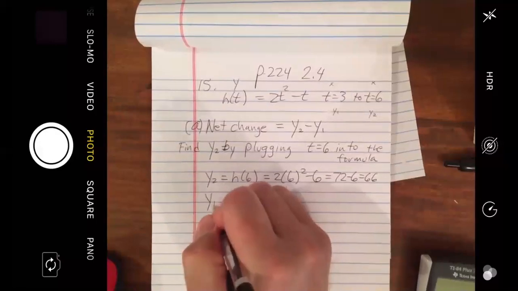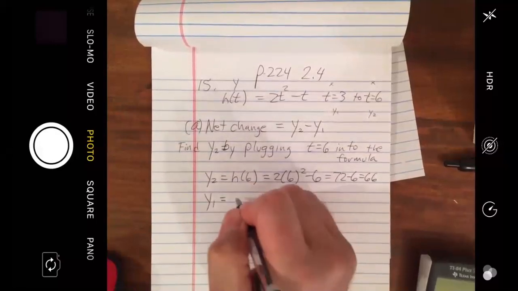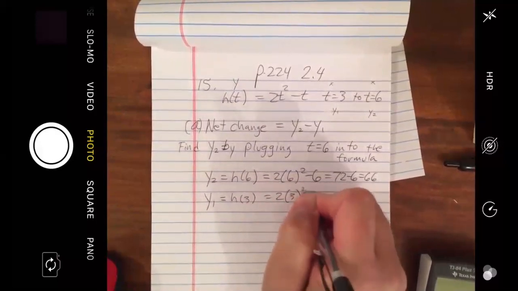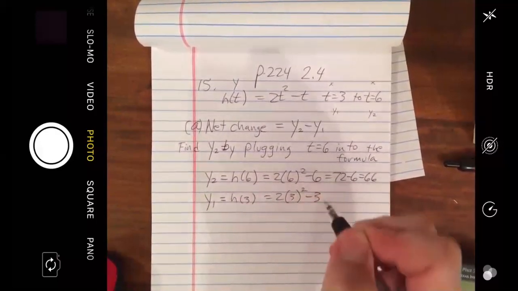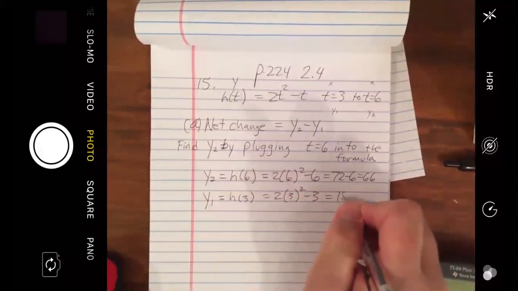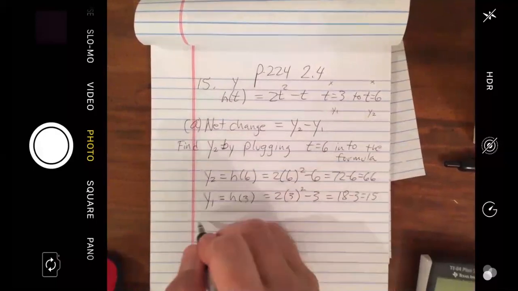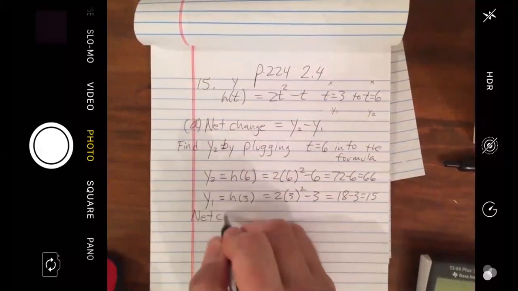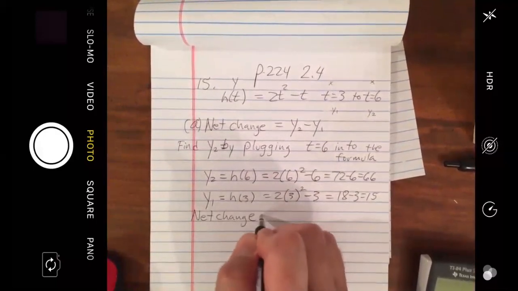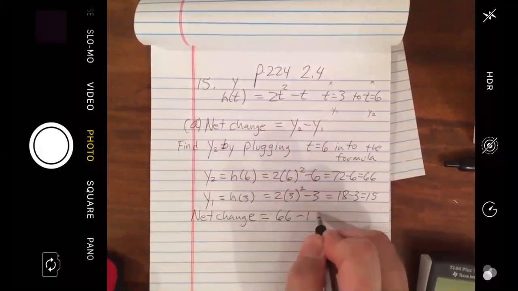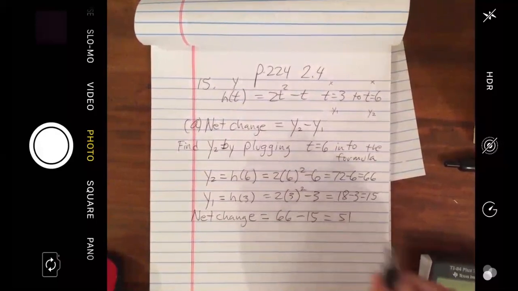Same game with the y1, it should be h of 3. 2 times 3 squared minus 3, which should be 18 minus 3, which should be 15. So my net change, 66 minus 15 should be 51.